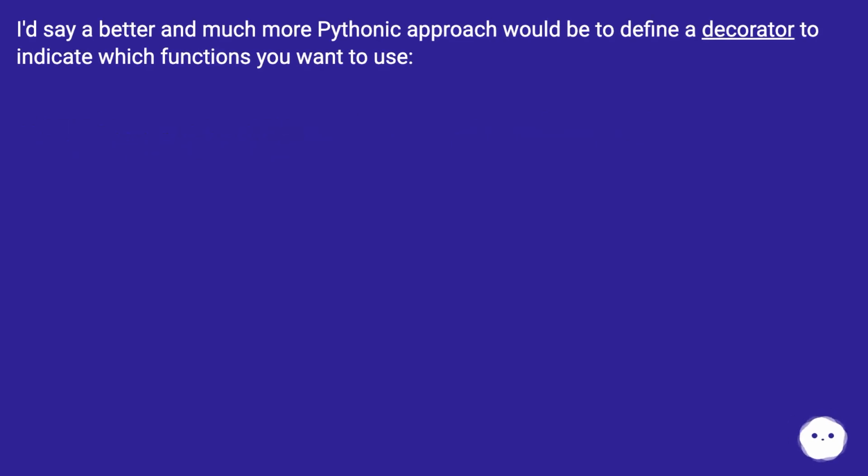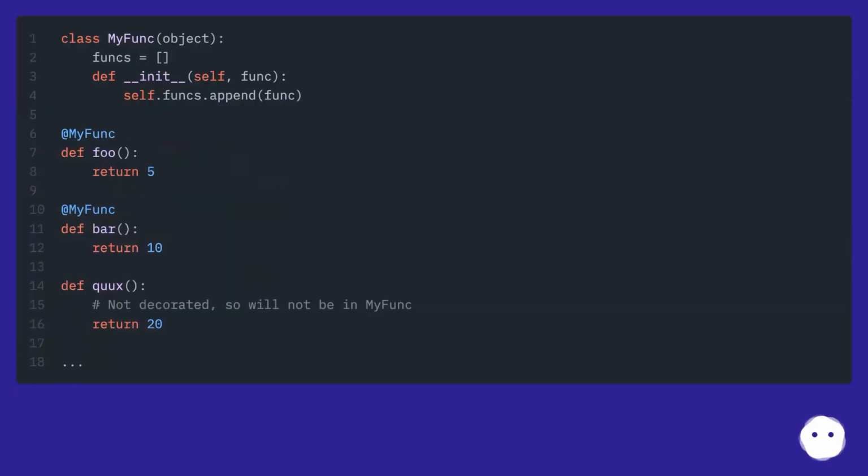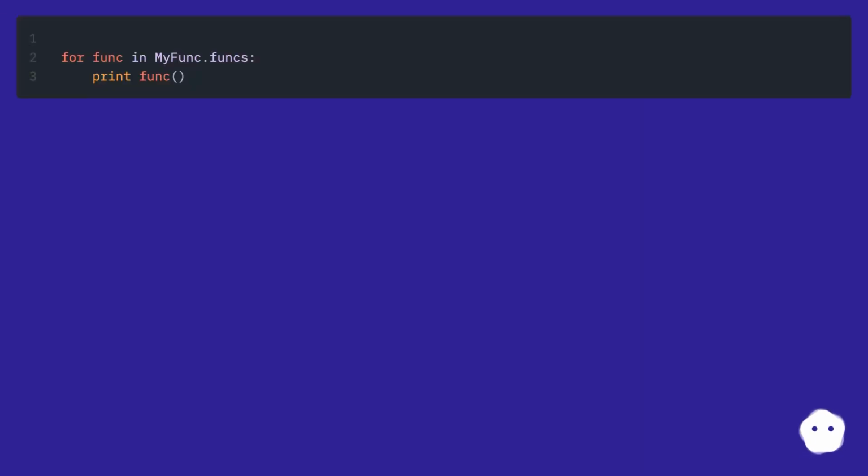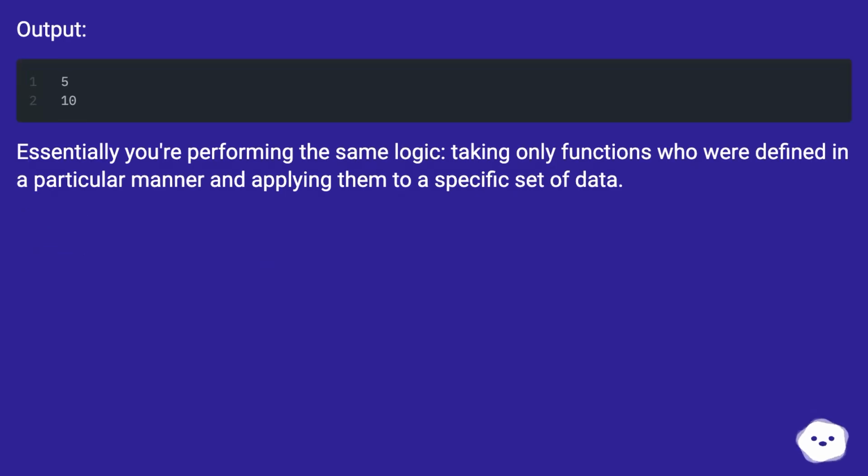I'd say a better and much more Pythonic approach would be to define a decorator to indicate which functions you want to use. Output. Essentially, you're performing the same logic, taking only functions who were defined in a particular manner and applying them to a specific set of data.